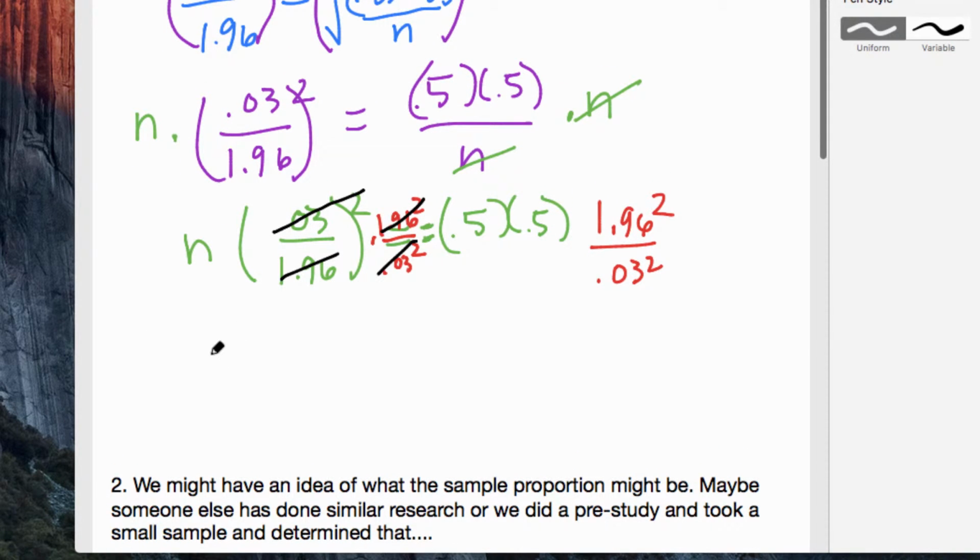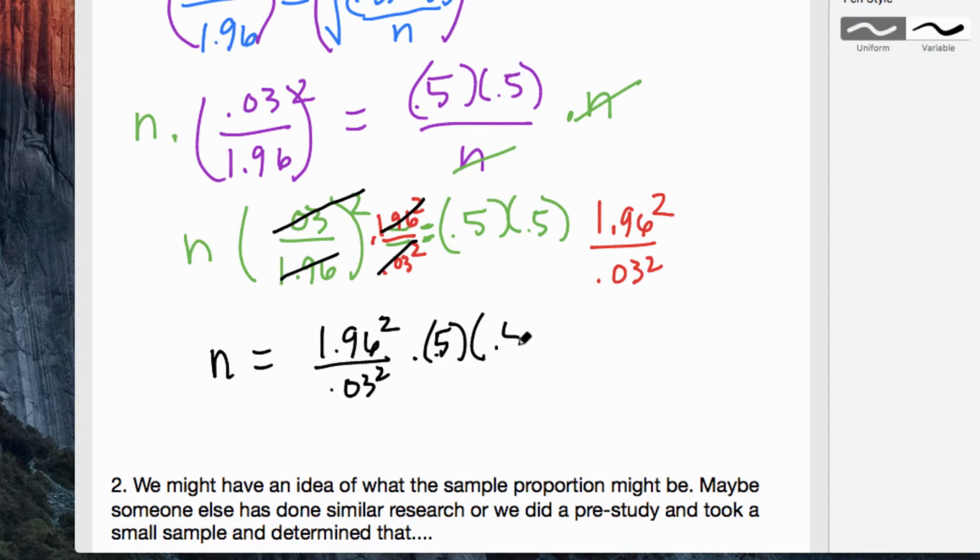All right, so here we are at the end. n equals 1.96 squared divided by 0.03 squared times 0.5 times 0.5. So remember what all these numbers stood for. We had n, and 1.96 was our z star value. Let's change colors here.